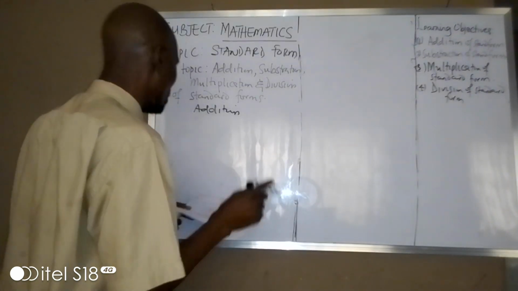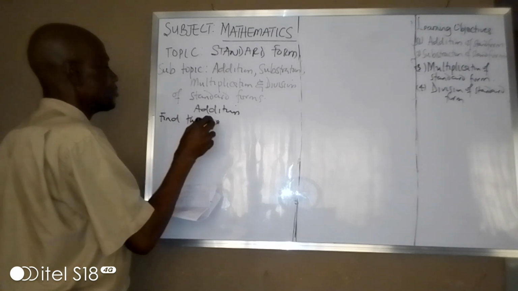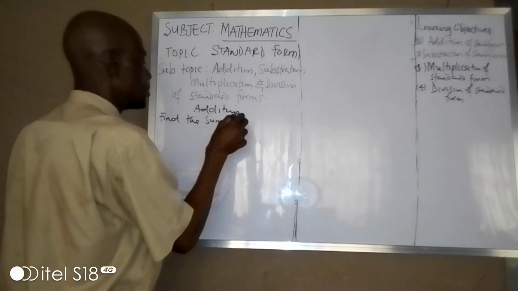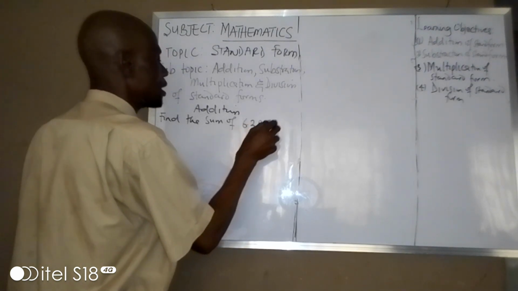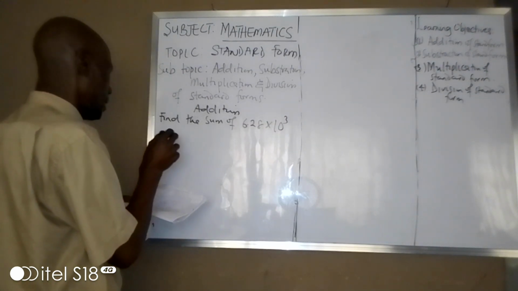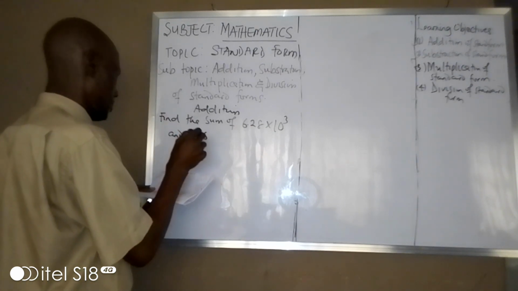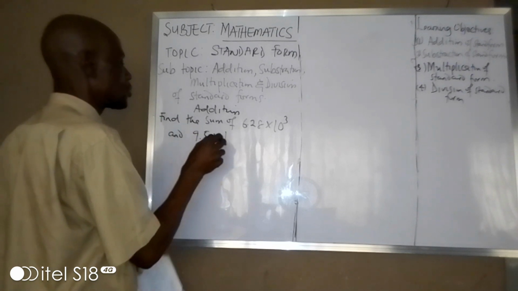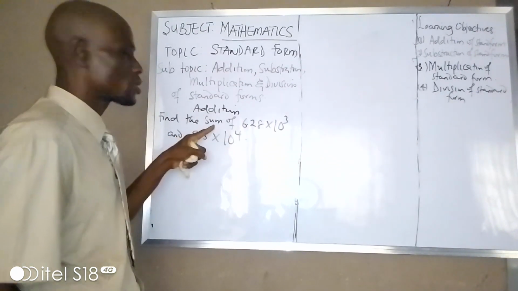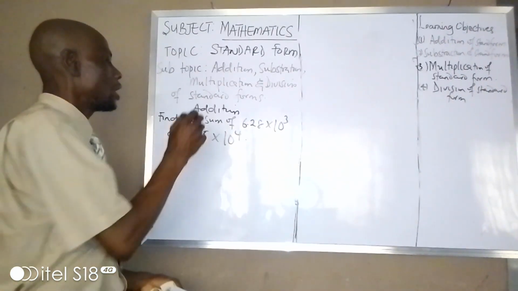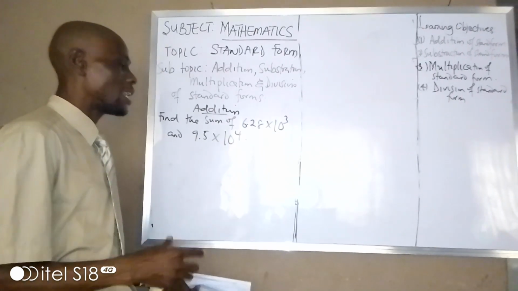Assuming they gave us this question, the question says, find the sum of 6.28 times 10 raised to the power 3 and 9.5 times 10 raised to the power 4. They give us two numbers that we should find their sum. Sum means you add. How do you add this standard form number and this standard form number?